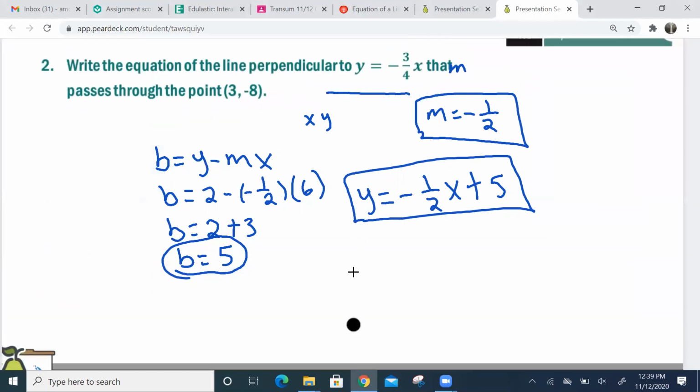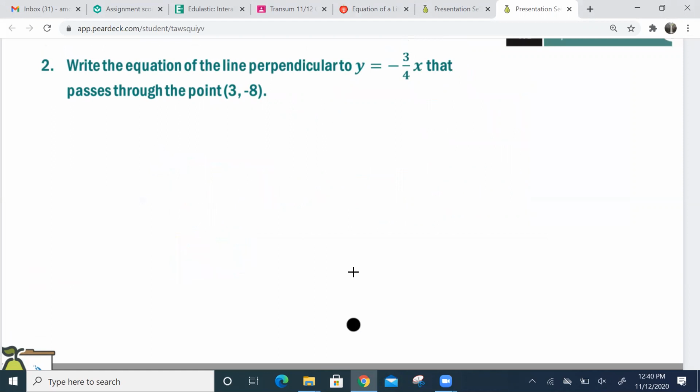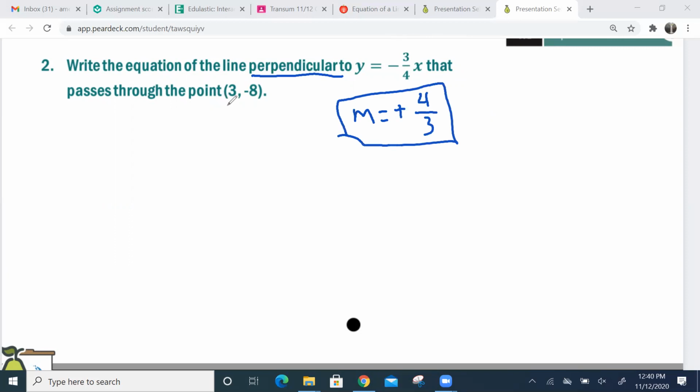Okay, same thing, write the equation of a line perpendicular to that passes through that point. Okay, so let me clear this. Again, the lines are perpendicular, so the opposite and the reciprocal. So what's the opposite of a negative? A positive. And what's the reciprocal of 3 over 4? 4 over 3. That's the slope we're going to use. Here's my x, here's my y. So let's go ahead and do it.